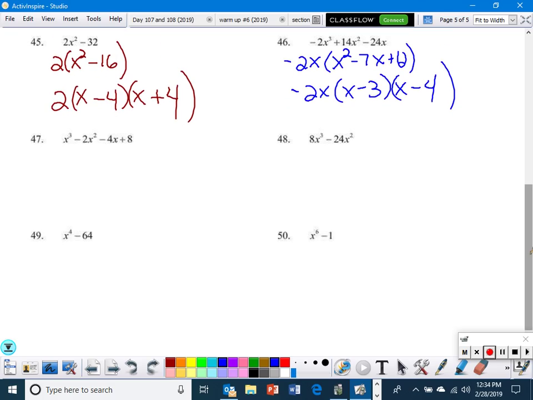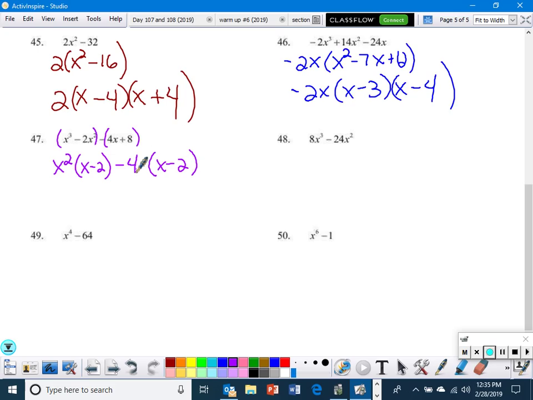Okay, 47. You notice there are 4 terms in it. When there are 4 terms in it, that's when we want to factor by grouping. Okay, remember that? So we're going to group the first 2 together, and then we're going to group the last 2 together. So what's the GCF of the first 2? That would be x squared. What's left? X minus 2. Okay, well, if you remember factor by grouping, we're going to want to end up with the same binomial when we pull out the GCF. So we're going to want an x minus 2 again. Well, what do we pull out to get that? That would be a minus 4.